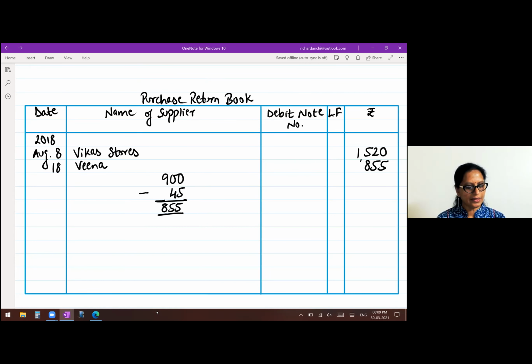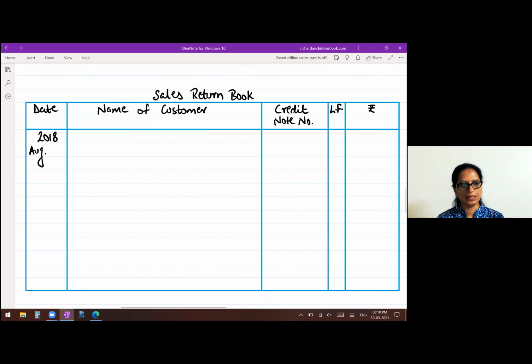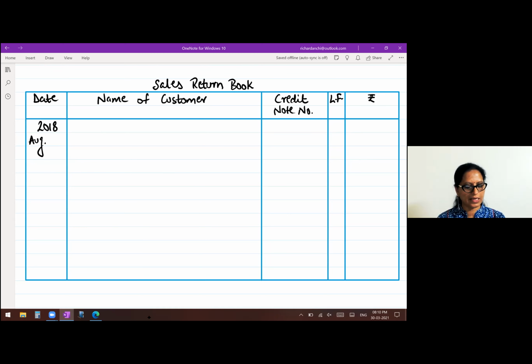22nd, send credit note to Prabhakar Traders for rupees 1,500 for goods returned. Now Prabhakar, we had sold goods to Prabhakar. So now when you are returning, it will come in sales return. So write date 22nd. Write name of the customer, Prabhakar Traders. Amount 1,500. They have not written anything. Gross, they have not written. So straight away 1,500.